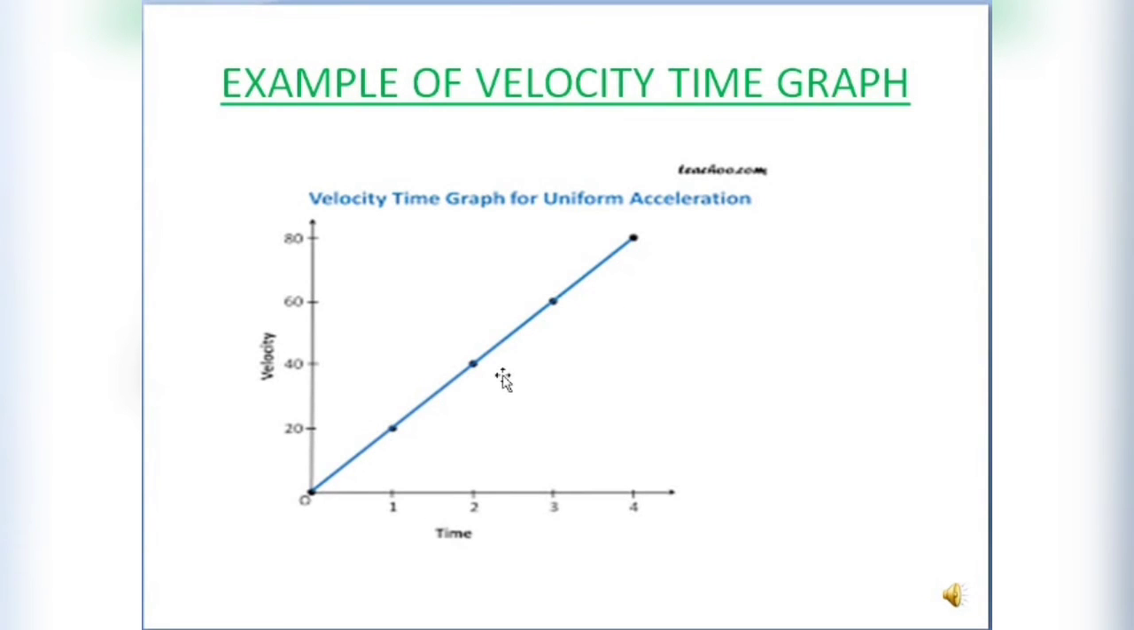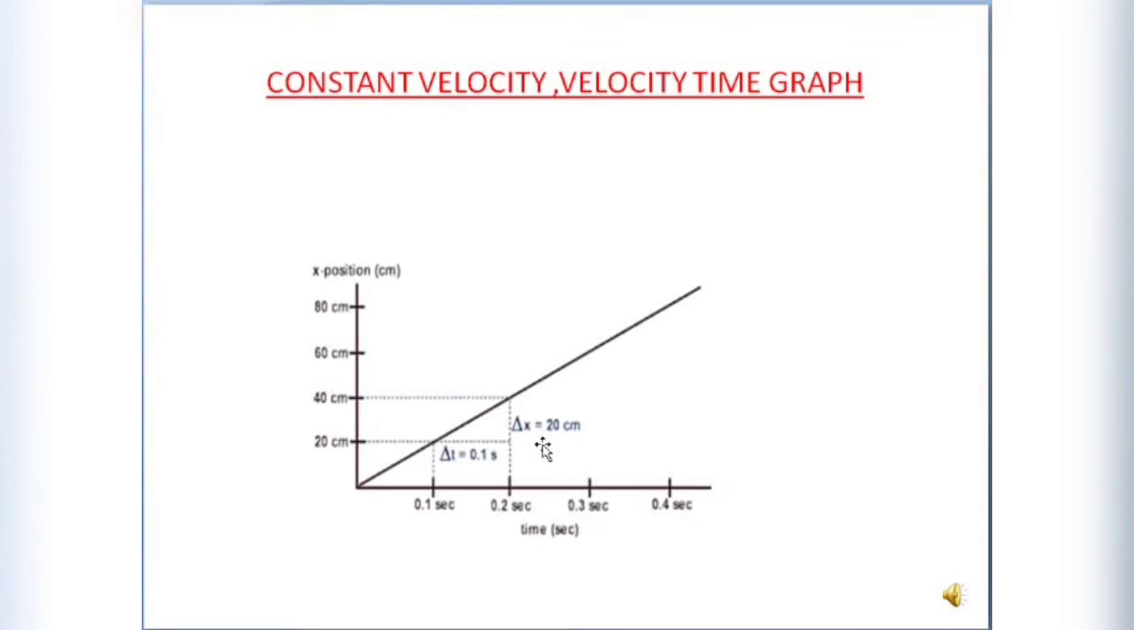Example of velocity time graph. Velocity time graph for uniform acceleration. The coordinates are uniform, as you can see, and they depict the graph. Constant velocity depicted in a velocity time graph. As you can see, constant velocity is constant throughout the whole distance it traveled and time it took.